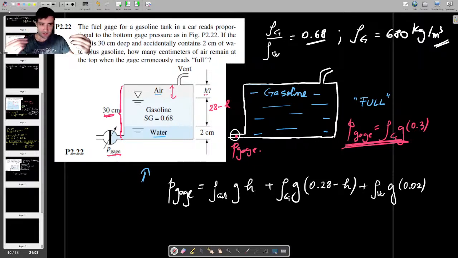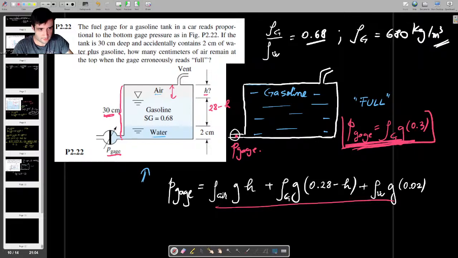So this is the pressure that is being read, but we don't have purely gasoline, we have 3 different fluids, and therefore this pressure has to be equal to this pressure, because this is the pressure when we have gasoline and the tank is full. This is the pressure that we have when we have all those 3 liquids, but we still get the same pressure according to the gauge. So we just equate the 2 sides.